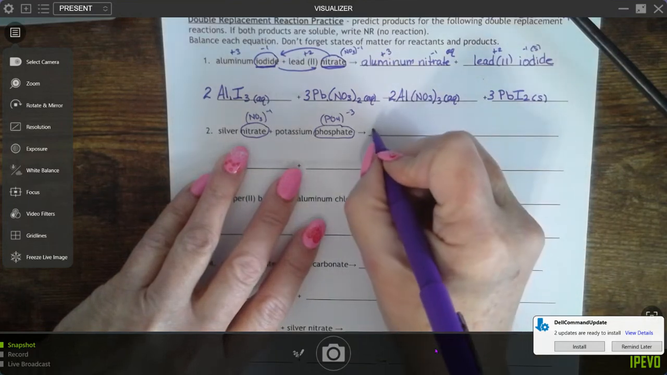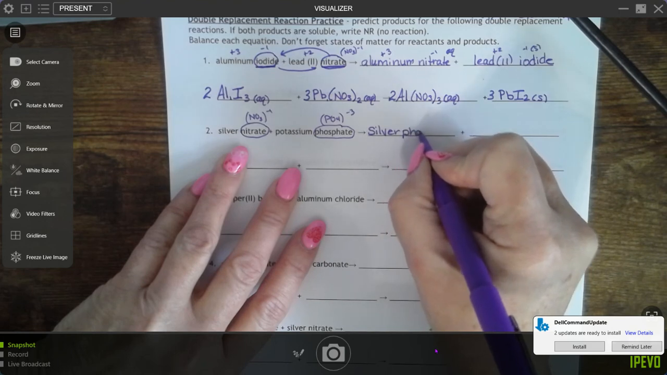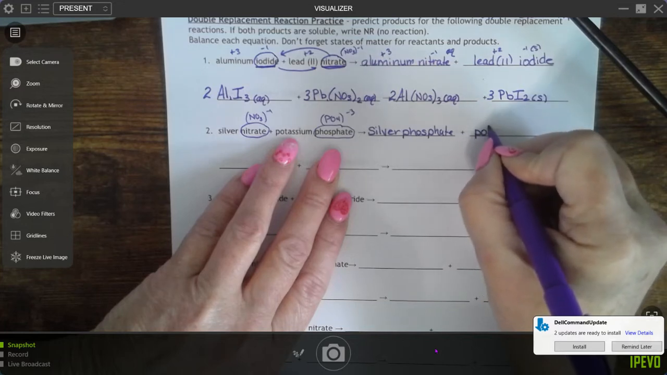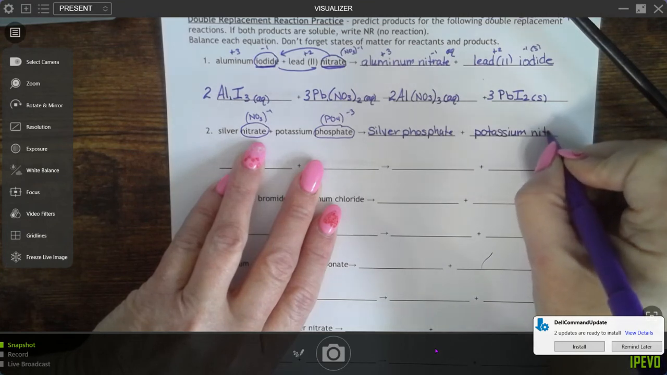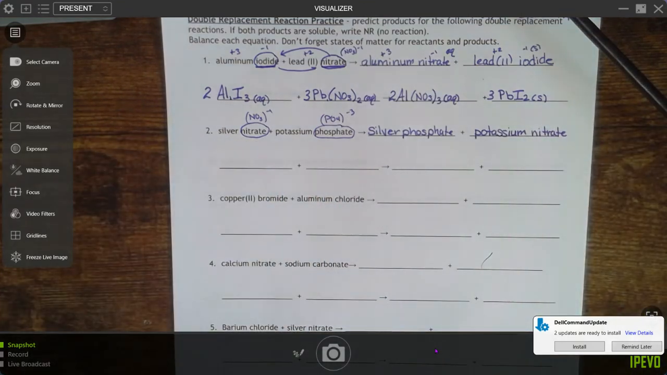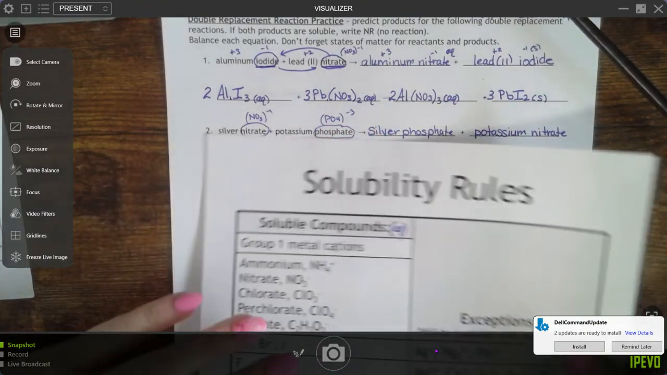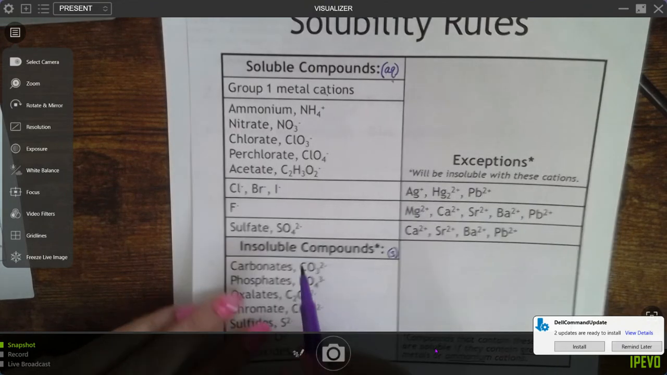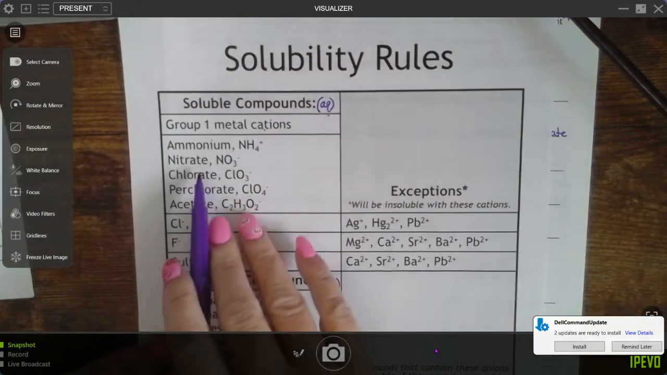So I'm going to end up with compounds silver phosphate plus potassium nitrate. Okay, let's look at our solubility table. Because if the reaction doesn't happen, we don't have to write the products. We don't have to write the chemical equations. So let's see, phosphate. Okay, so all phosphates are insoluble. So phosphate's going to be a solid. And then nitrate, potassium nitrate is always soluble.